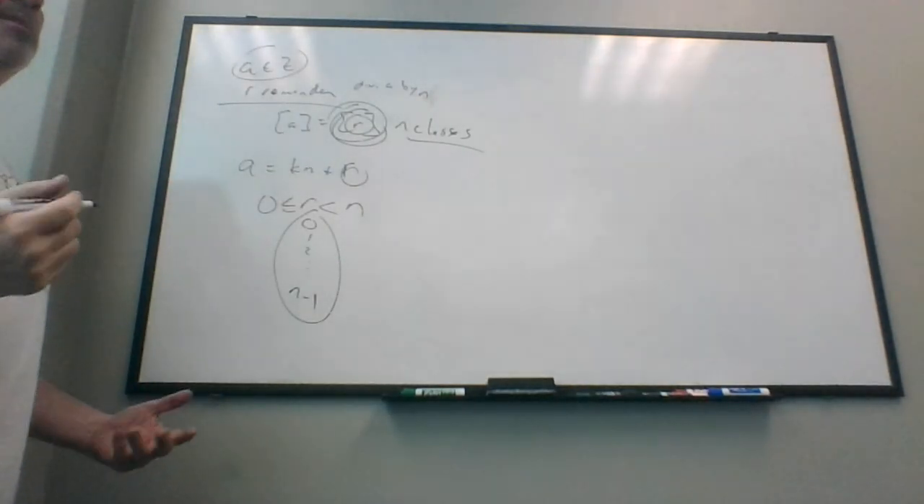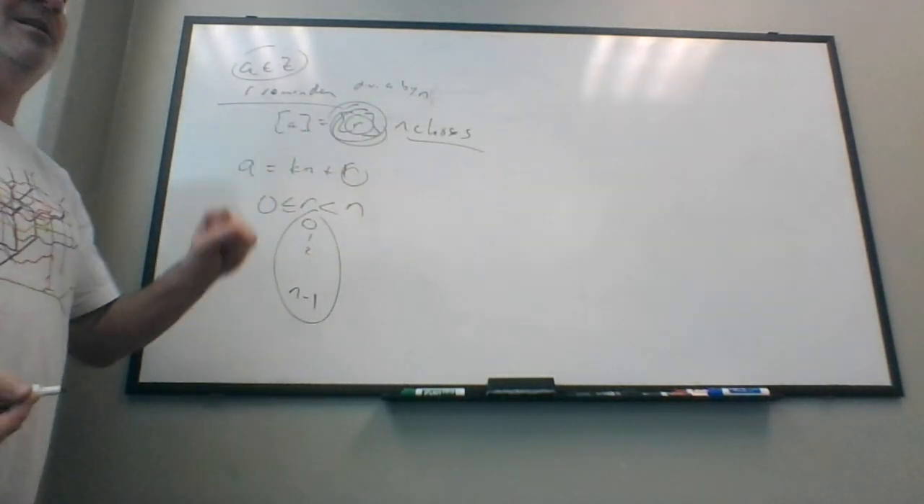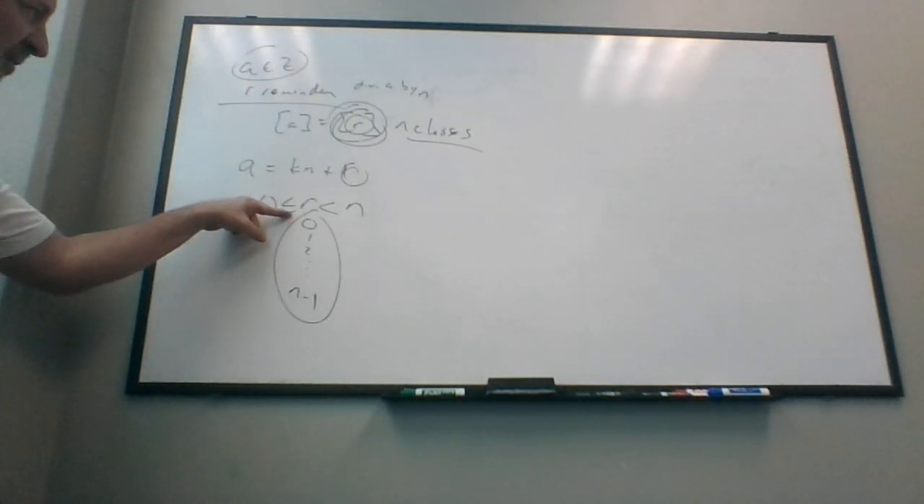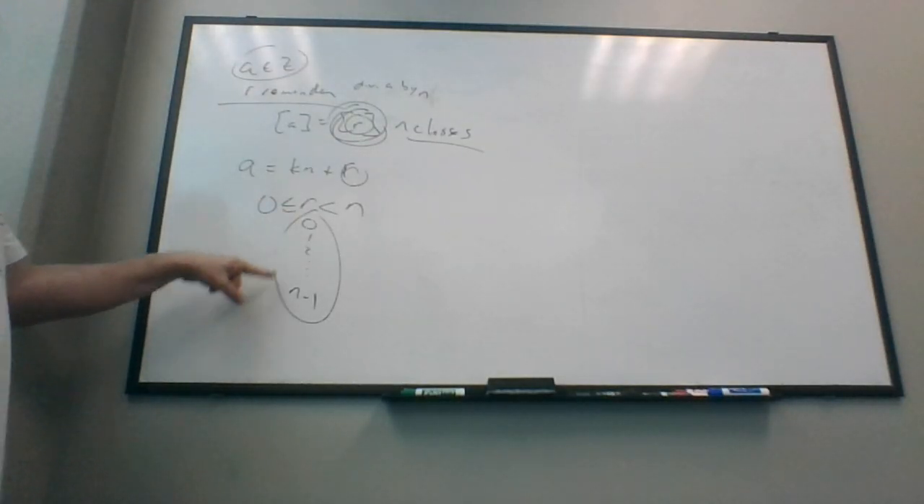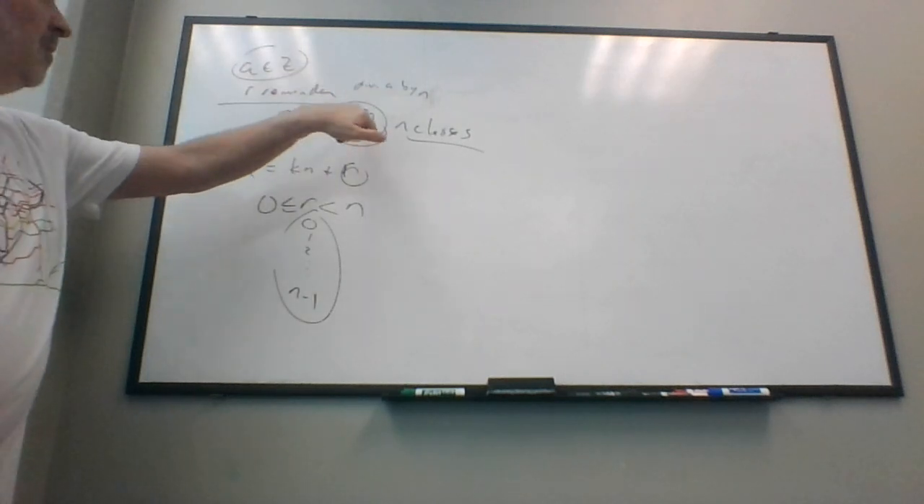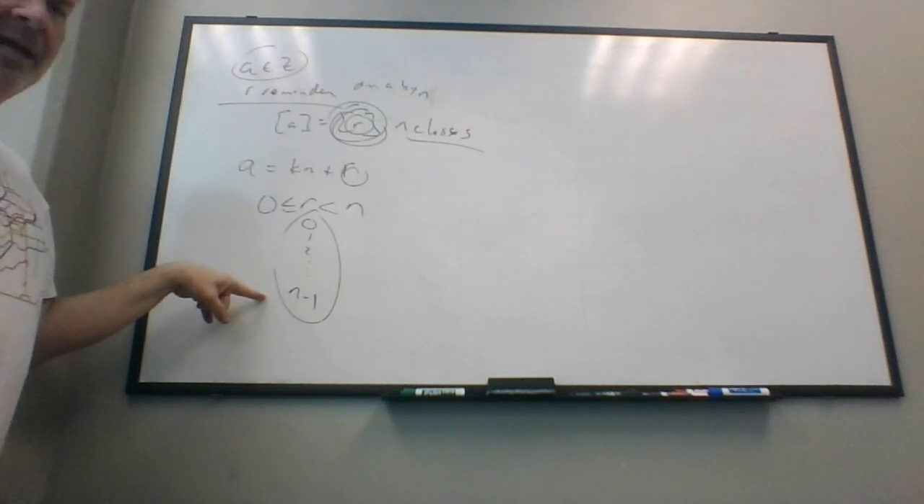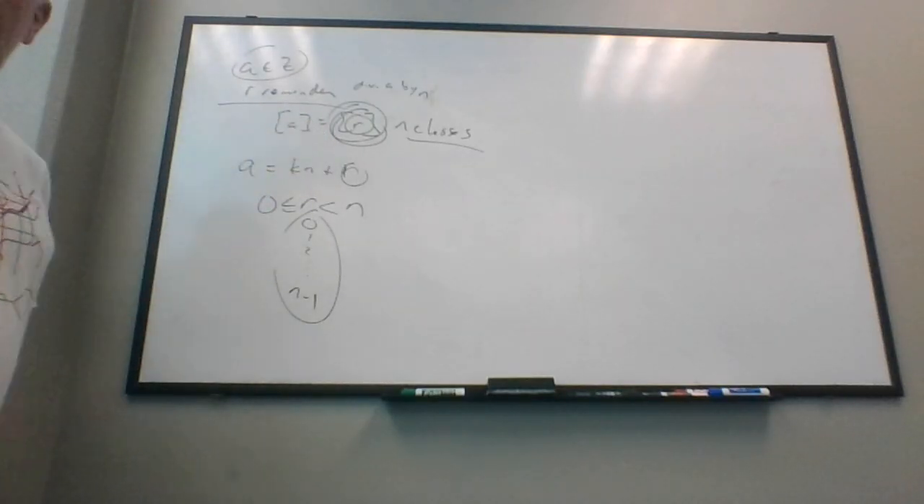So if you're doing modulo 7, there are going to be 7 classes. We talked about this before with the division algorithm. We said there were n choices for the remainder, but because of this result, all the classes can be described by the remainders. And since there are n remainders by the division algorithm, there are n classes.